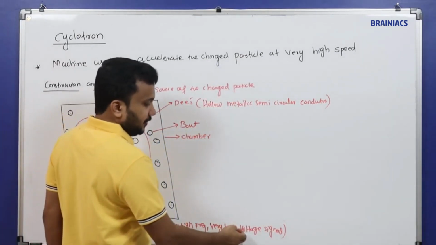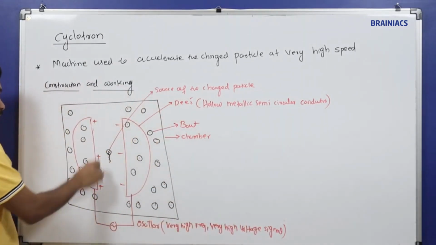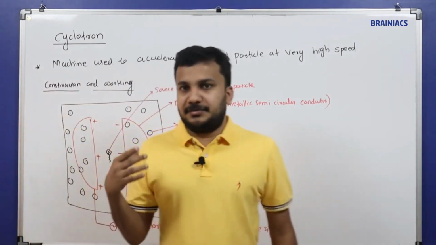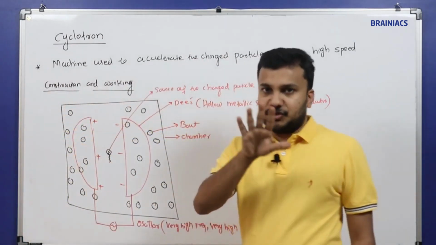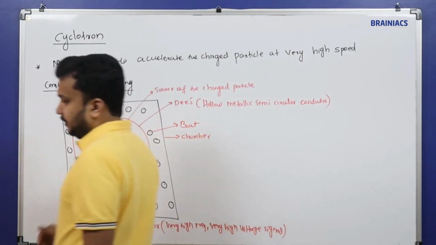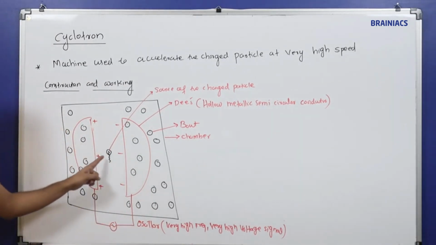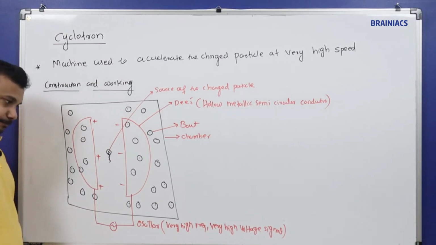The oscillator produces very high frequency, very high voltage signals. One plate becomes positive at a time, so the next plate becomes negative. After some time this polarity changes. We will see the working of this. So this is the construction. I hope this is very clear to you, a very simple diagram.